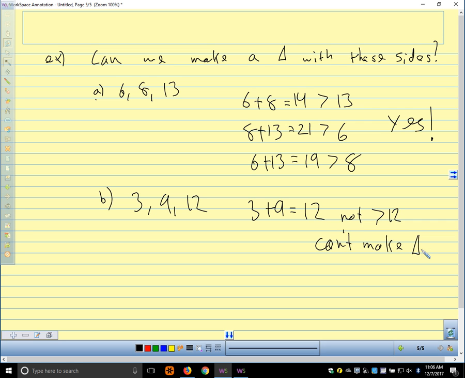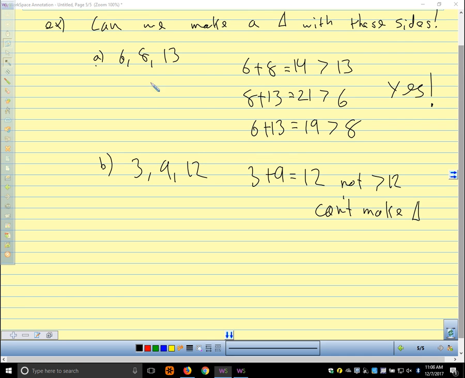Does anybody see the shortcut we could use here? Yeah? Add the two smaller numbers and make sure that they're bigger than the third number. Because 13 by itself is already bigger than 8 and bigger than 6, so if we add something to 13, it's definitely going to be bigger than the other side. So you just have to check the two smallest sides. Add them together and make sure they're bigger than the third side, in this kind of problem.